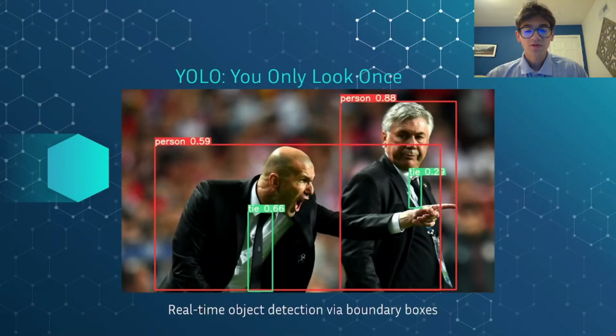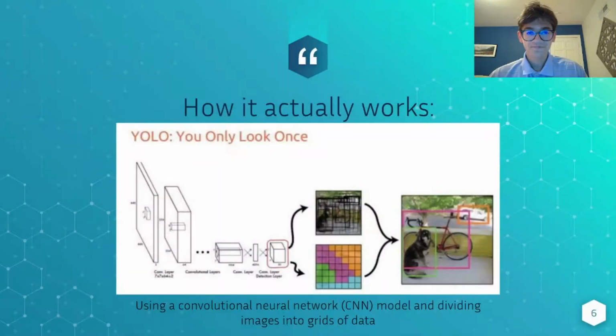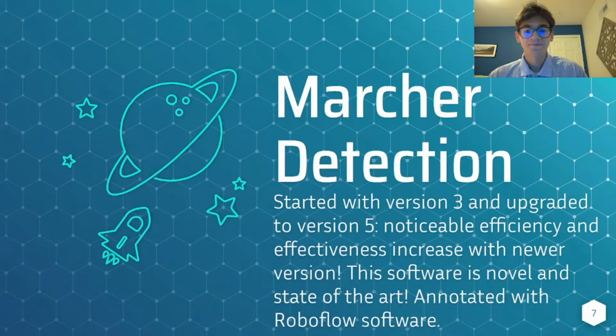So the first important component is understanding YOLO, and it stands for You Only Look Once. And it's a real-time object detection software that draws boxes and classifies common objects in images and videos. And the way that this actually works is it uses a convolutional neural network which divides the images into grids of data and then trains it over hundreds and thousands of annotations on these example images to understand and locate common objects throughout these videos.